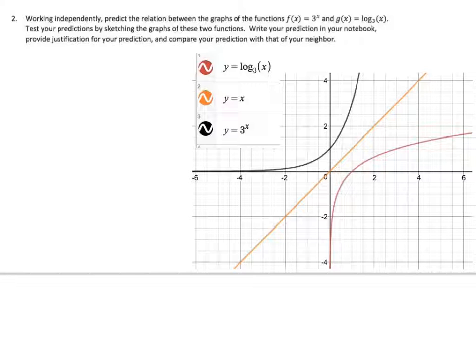I graphed them in Desmos. No need to predict. I've got the exponential function, which is always going to be above the x-axis, and the logarithm function, which is the reflection of it. Because this is base 3 and this is an exponent of 3, they will reflect each other over the diagonal y equals x. So your prediction, if you made it, was correct.